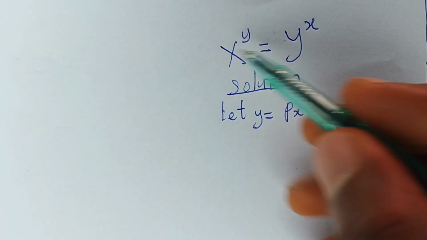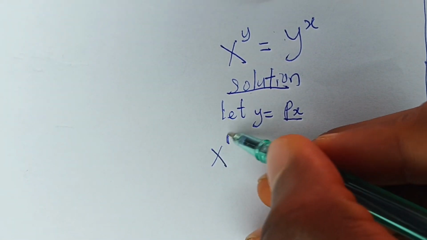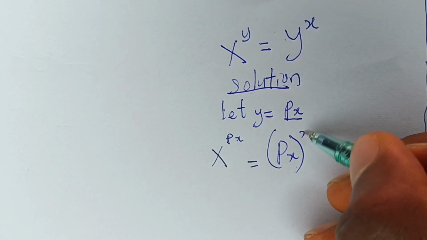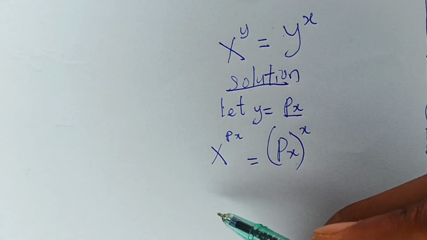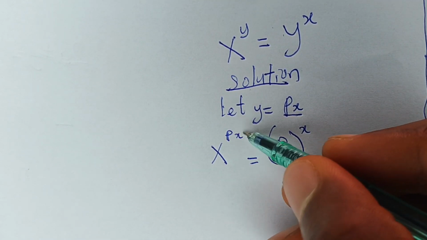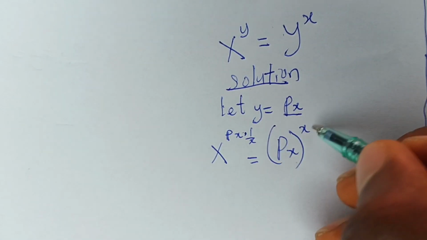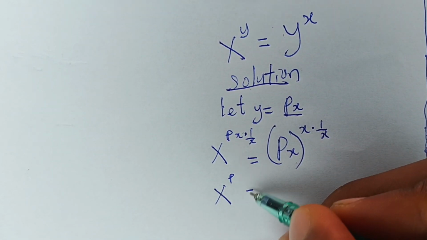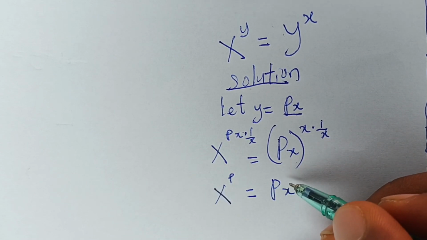So then we can write this whole thing in terms of this as x raised to the power px to be equal to px all raised to the power x. So substituted y for px in this. Now furthermore, if we multiply both powers by 1 over x, we have x raised to the power p to be equal to px, raised to the power 1.